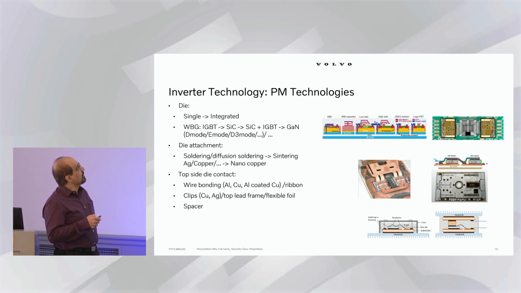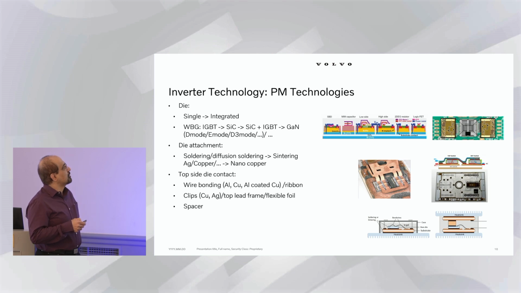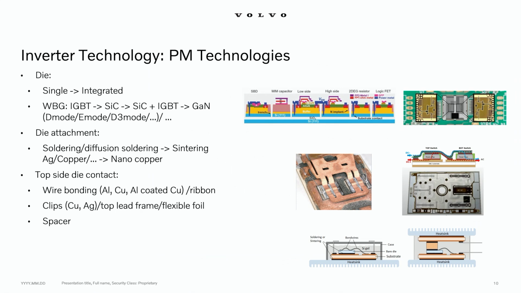And also, regarding the die, I think you know that we have switched to silicon carbide, and maybe in the future we will combine silicon carbide and IGBTs, like what Tesla has reported recently. And also for GaN, D mode, E mode, and D3 mode are technologies that we can see in the future. And for die attachment, from the old solutions we try to go from soldering to sintering and even nano-copper, which is recently introduced but is still at the advanced engineering level, I can say.